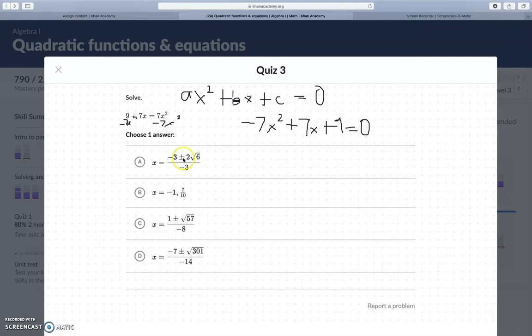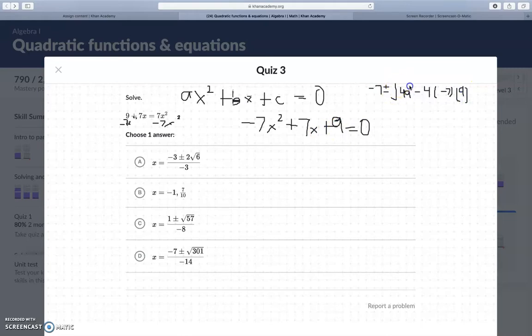Now this is kind of weird here because it's written in a weird way. But what you're going to do is just substitute that into the quadratic formula. So that's going to be negative b, which is negative 7, plus or minus the square root of b squared. B was 7. B to the power of 2 is 49. 4ac: a is negative 7, and then c is 9 here.